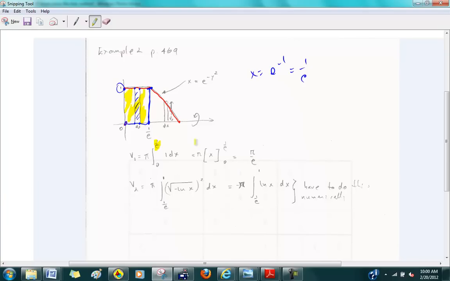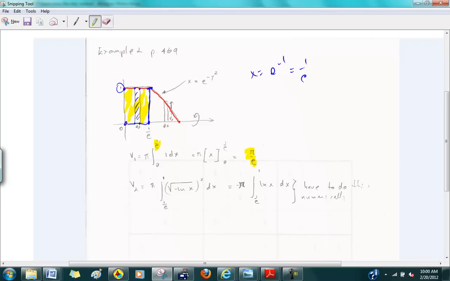So the volume of the first region, the yellow region that I show you here, is just pi over e. And we could have gotten this from pi r squared h. No big deal. R was equal to 1, and h is 1 over e, and that would have given us the same answer here.